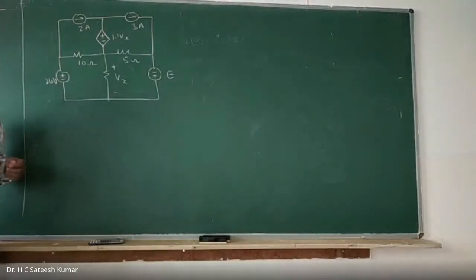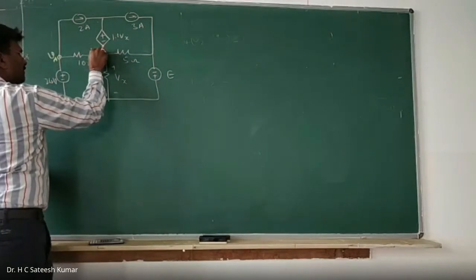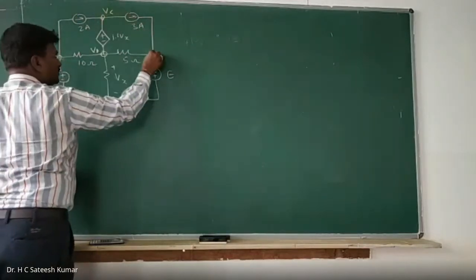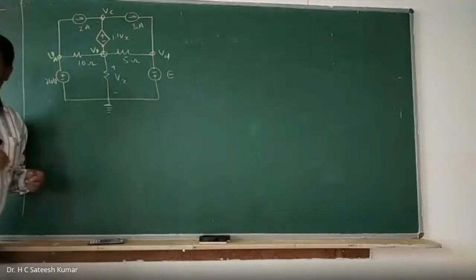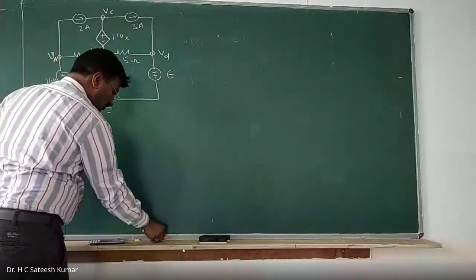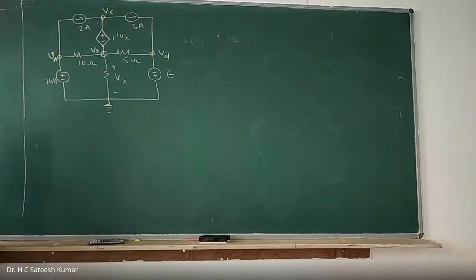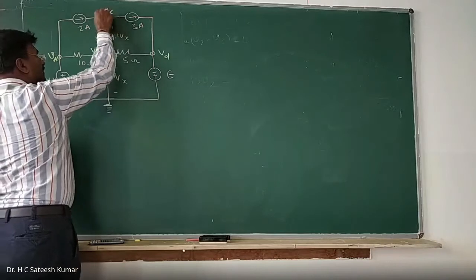Now I'll call this one VA, VB, VC, VD, and I'll make this one the ground node. Now, we'll have to write down the node equations and identify the supermesh, if there is one, and then write down the nodal equations. This is a voltage source between two principal nodes, so we can make it a supermesh.